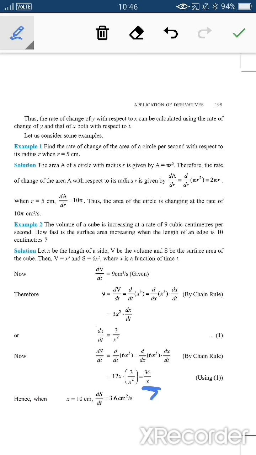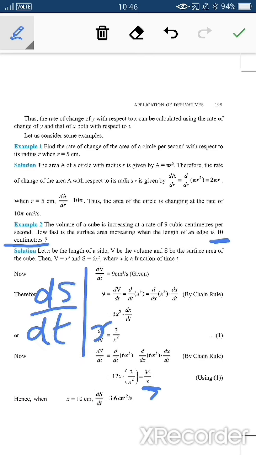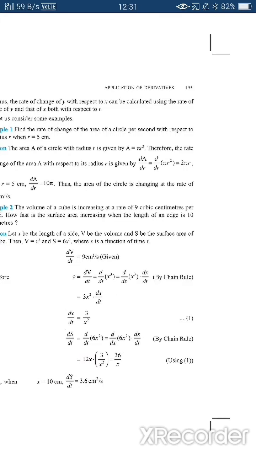Now what we have to find? dS by dt when the edge is 10 centimeter. It means we have to find dS by dt at x equal to 10 centimeter. So we will put the value and we will get the answer. So I hope you are all clear with the concept.